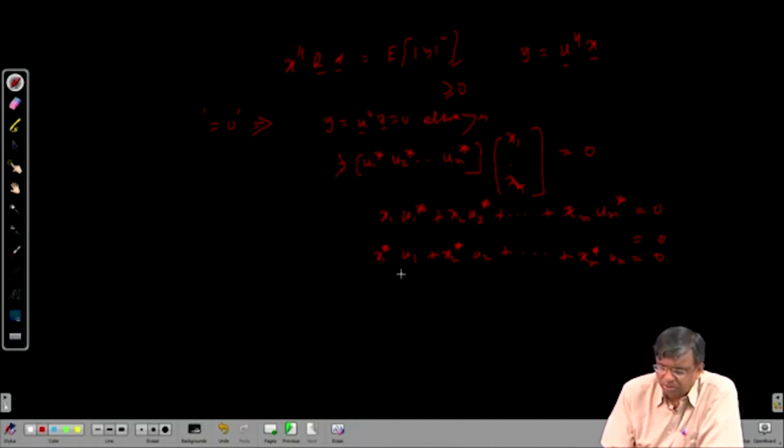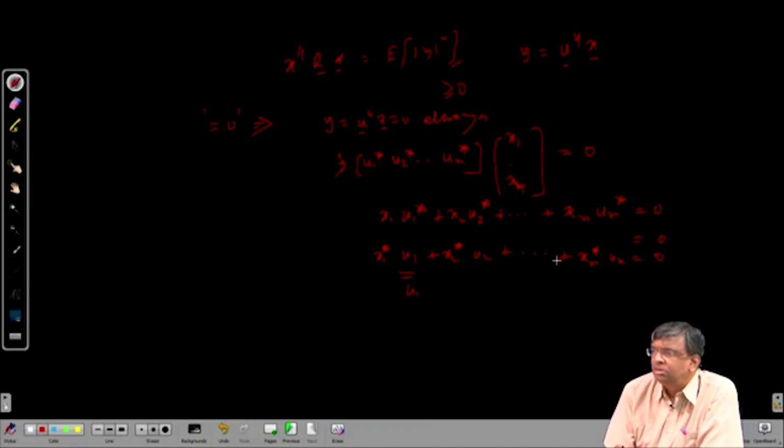In that case, I can keep one element, maybe u1, on one side and take the other ones to the right-hand side. So u1 will be a linear combination of the other variables u2, u3, un, even if not all are non-zero, maybe two are non-zero. I take the non-zero one, the other ones on the right-hand side. So it will be u1 is minus x2 star by x1 star into u2.